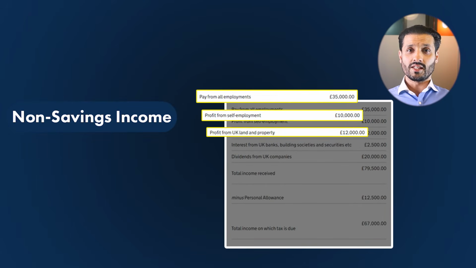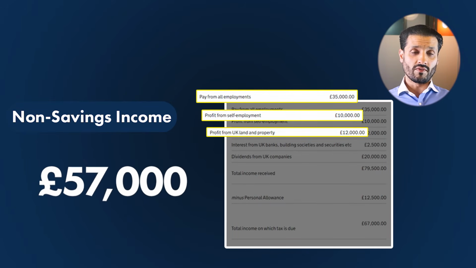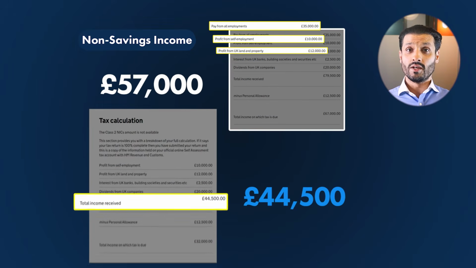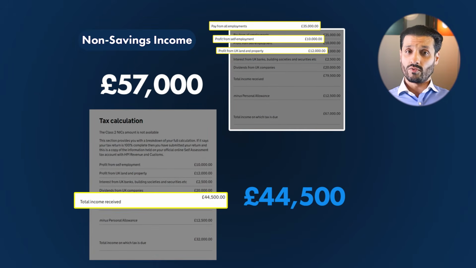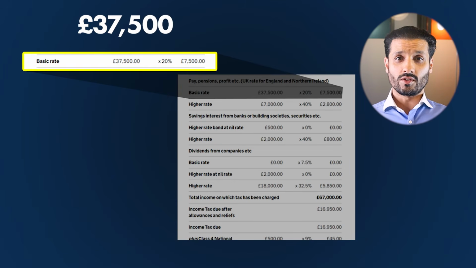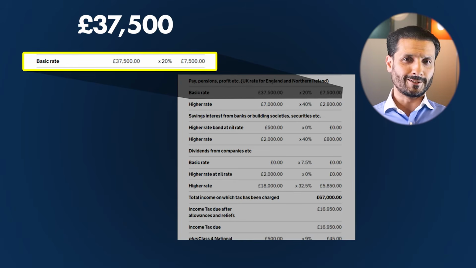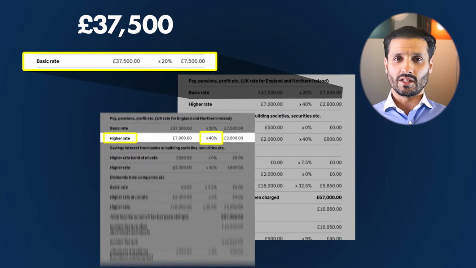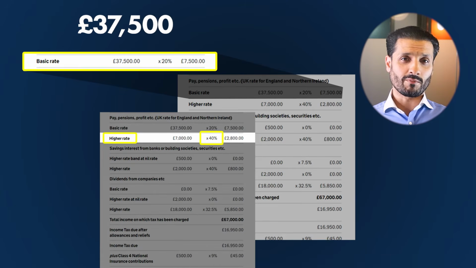Firstly, the non-savings income consists of Harry's employment income, self-employed profits, and rental profits, all totaling £57,000. The personal allowance is allocated against this section of income, so that leaves a taxable amount of £44,500. And £37,500 of this falls into the basic income tax rate band, hence taxed at 20%. The remainder is taxed at 40% as it falls into the higher rate tax band.